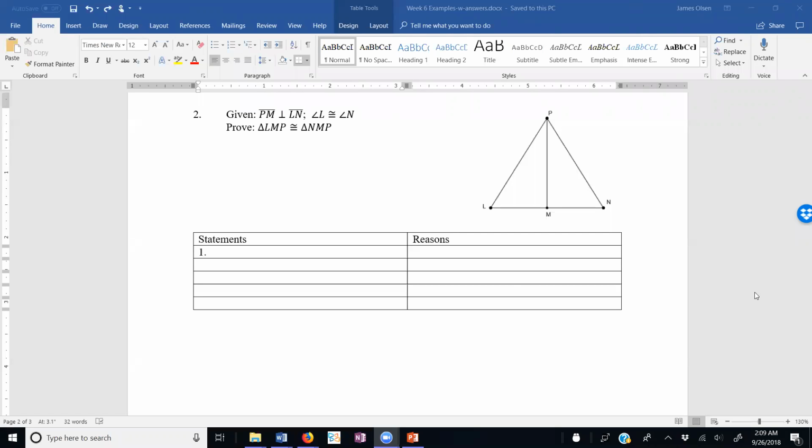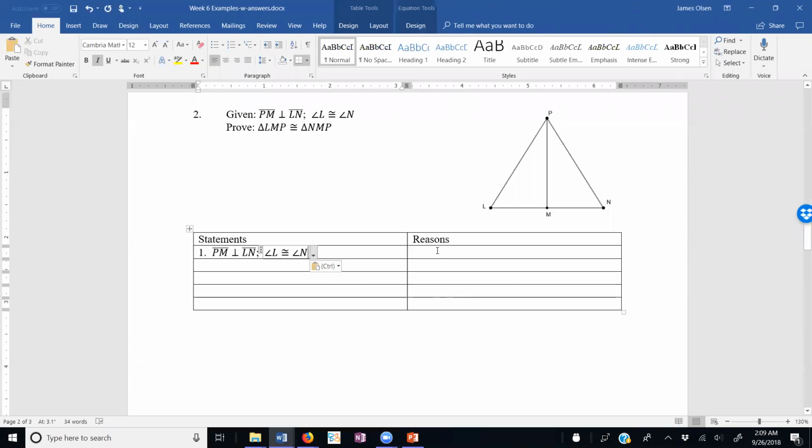Okay, I have my 2 columns. The left-hand column is going to be the statements, and the right-hand column is going to be the corresponding reasons. If you'd like, you can put all of the given information in one statement. The reason is given. Statement 2 is going to be that segment PM is congruent to segment PM, and the reason for this is reflexive property of congruence.